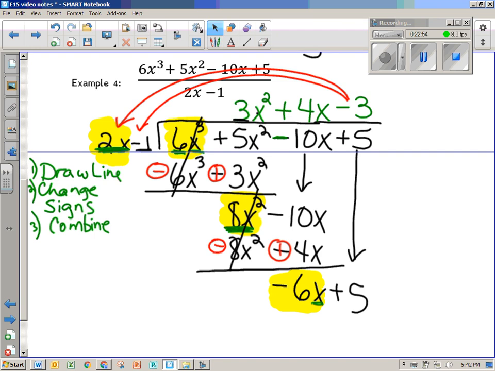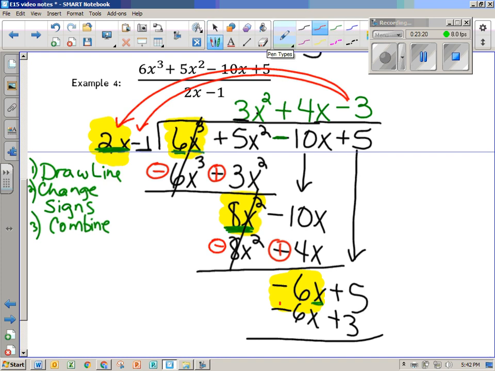It's really important that you not ignore the symbols, the signs that are in front of these numbers. And I've been doing that the whole time, and that's really critical. Negative 3 times 2x is negative 6x. Negative 3 times a negative 1 is a positive 3. Change the signs. I drew the line. Change the signs and combine. First two cancel. Positive 5 and negative 3 is 2.